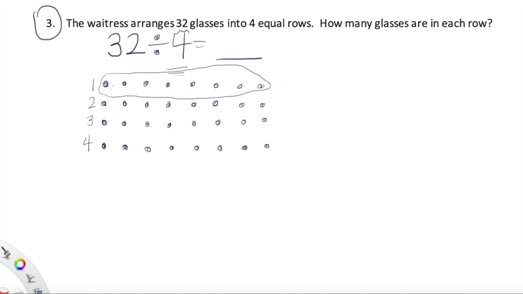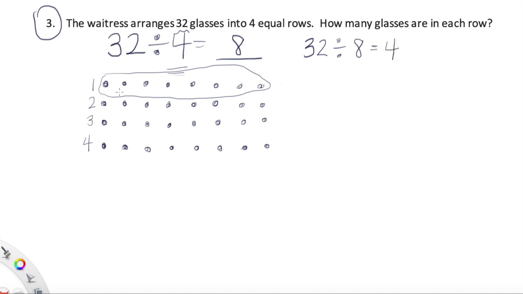Well, I just circled one row and I say 1, 2, 3, 4, 5, 6, 7, 8. We've just shown that 32 divided by 4 is equal to 8. Very interesting. Something else that we can look at here, friends, is the fact that 32 divided by 8 is equal to 4.